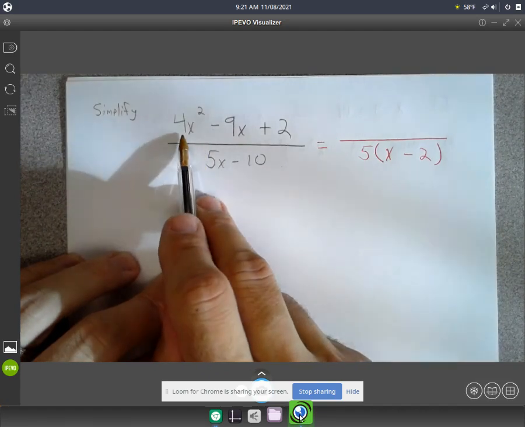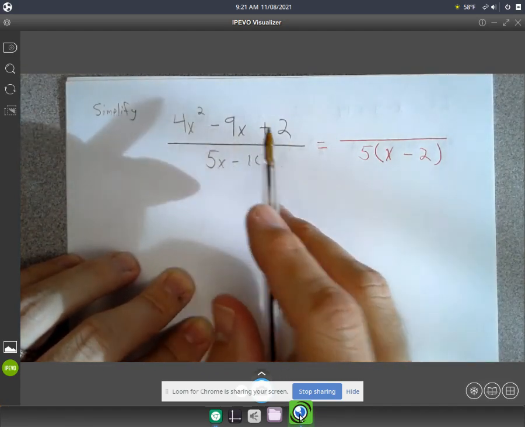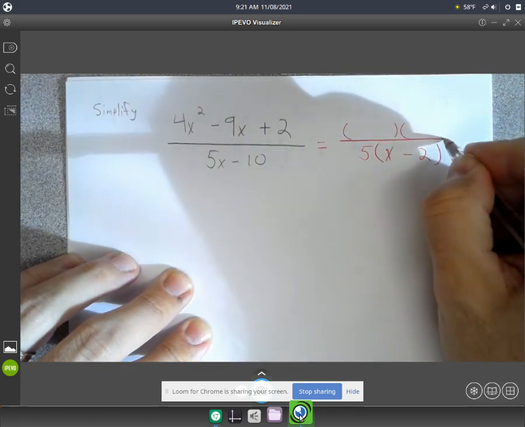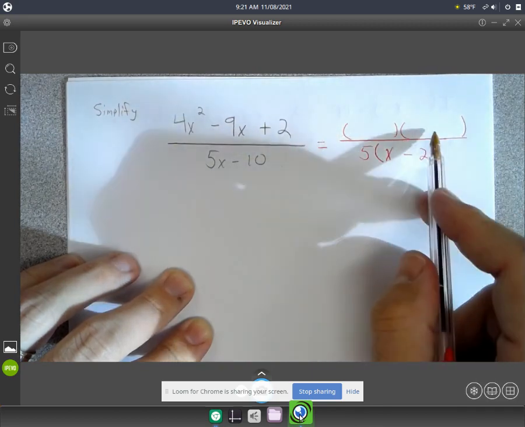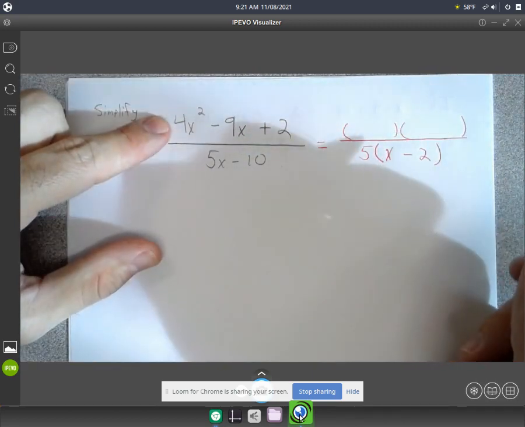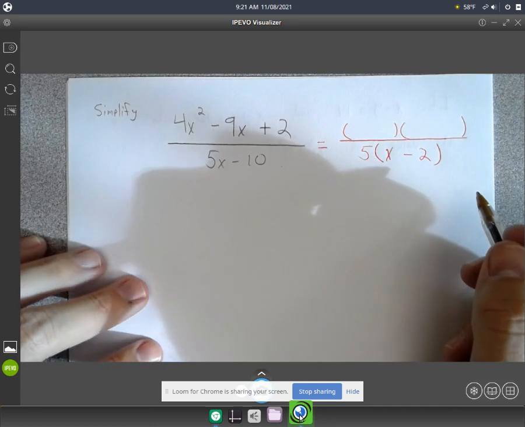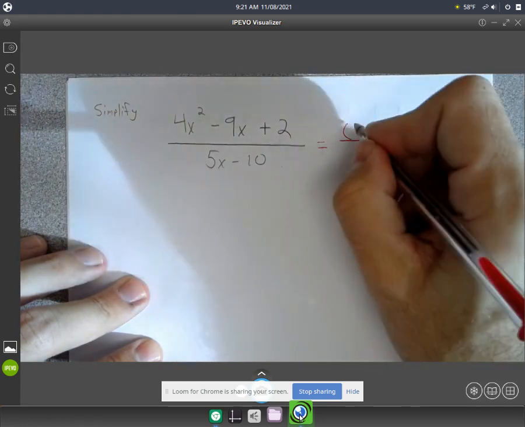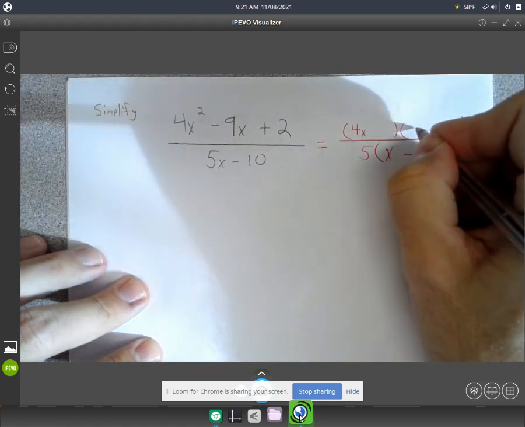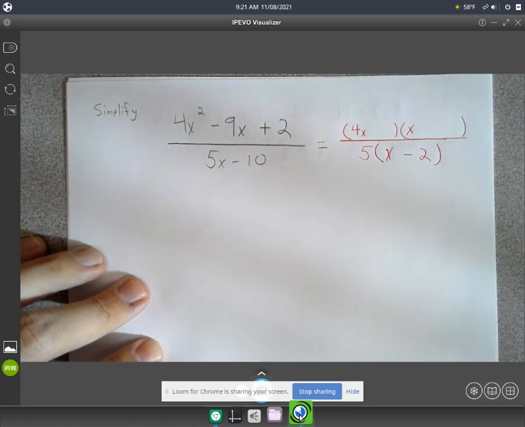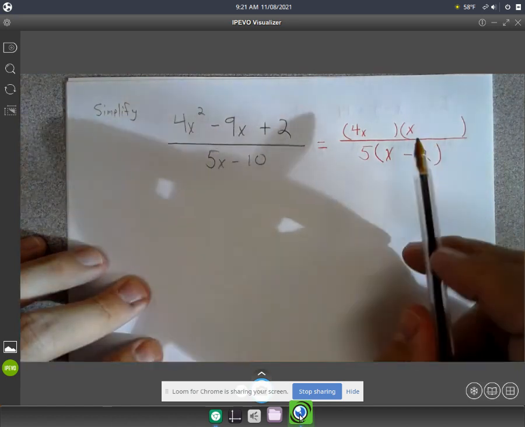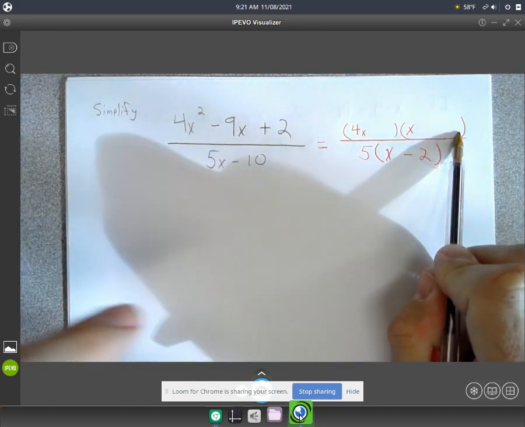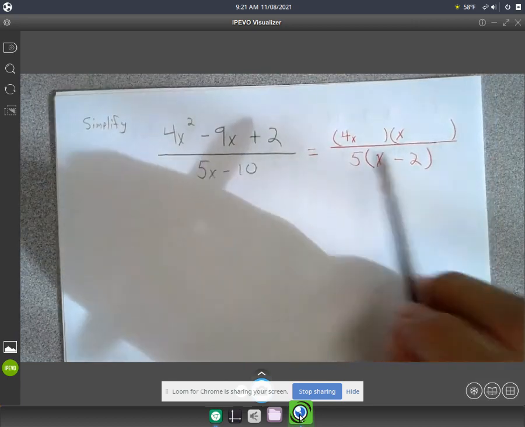Now on the top, they don't have a GCF, so I'm going to be factoring it into two linear terms. I've got to find two of these that multiply back to this 4x squared. And I'm just going to do the brute force approach. It could be a 4x and a 1x, or maybe a 2x and a 2x. I happen to know that it's a 4x and a 1x. And then these two numbers right here have to multiply to 2. But at the end of the day, I need to be able to get a negative 9x in the middle.